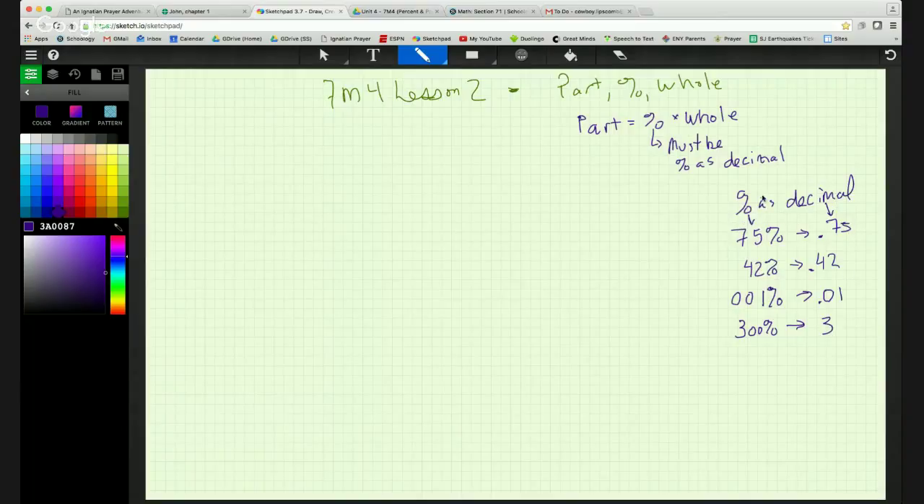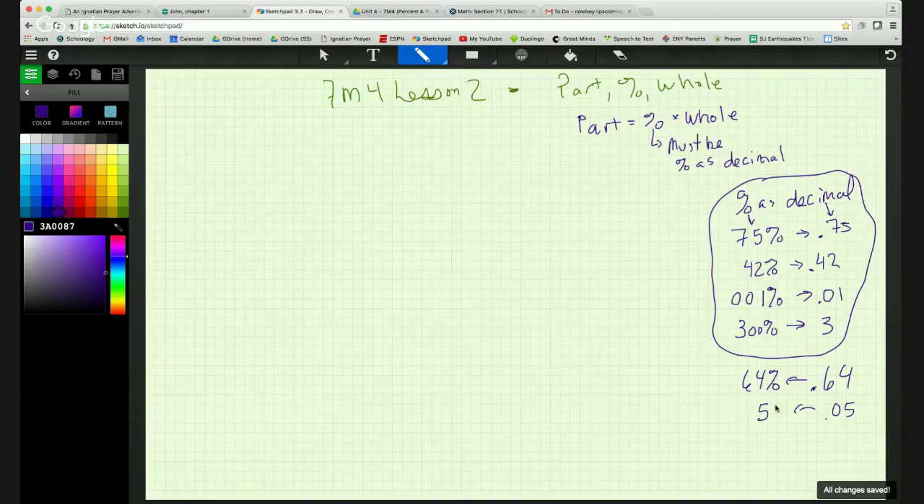If you have any difficulty with this, you need to understand this before you move forward. And similarly, we have to know how to go backwards. So 0.64 is 64%. It's moving the decimal the other way too. 0.05 is 5%. And 3.96 would be 396%. So you need to know all of this before proceeding forward.